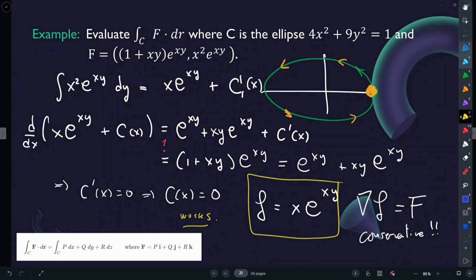So I'm just looking for one function that works. If I reach this conclusion, then I just need to find one function such that this whole thing works as a potential. As long as you find one that works, then it is a conservative vector field, and then we can apply our theorems on conservative vector fields. You just have to find one that works.